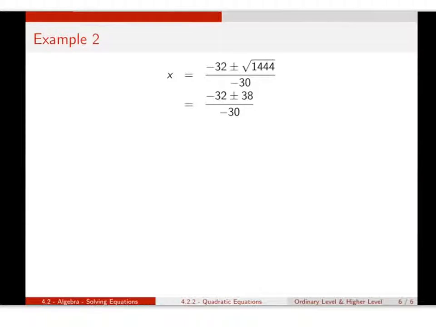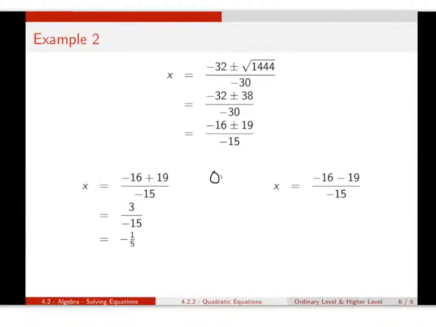And so when I get the square root of 1444, I get 38. So I can divide top and bottom by 2. I get x is minus 16 plus or minus 19 over minus 15. So the first option will take a plus 19, and that becomes 3 over minus 15, so minus 1 over 5. Or the second option, x is minus 16 minus 19 over minus 15, which tidies up to give me 7 over 3. So my two options then for x are minus 1 over 5 and 7 over 3, and I'm done.